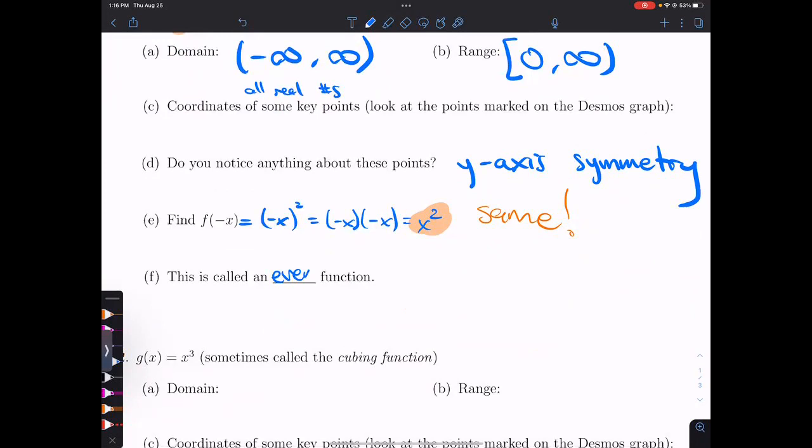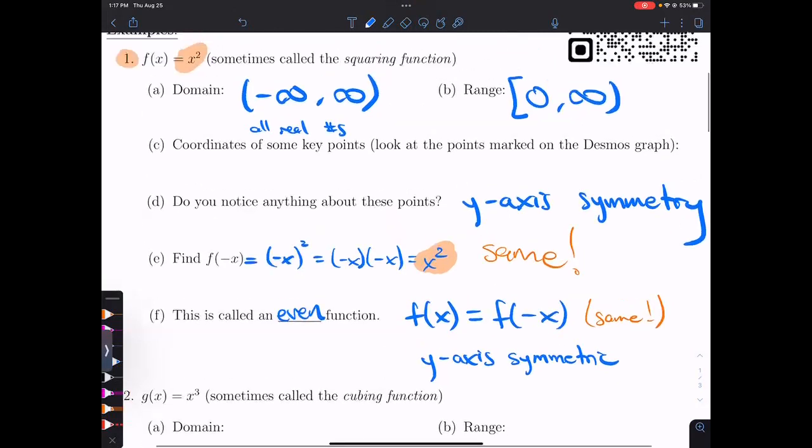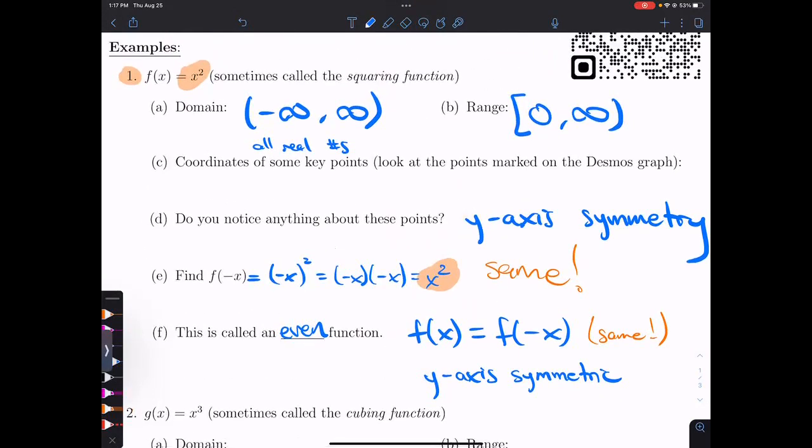Functions that do that are called even. And again, there are a couple different ways we can see that f of x and f of negative x are the same. And they're also y-axis symmetric. Also, a fun fact about this one, it was x squared, right? So the power on it was 2. What kind of number is 2?